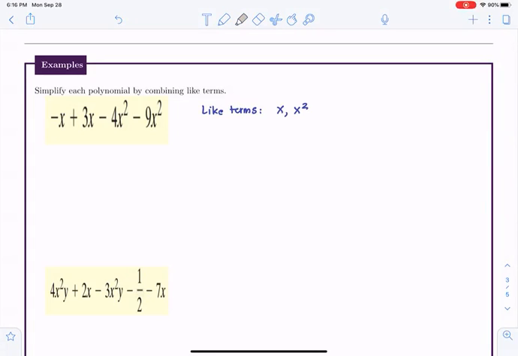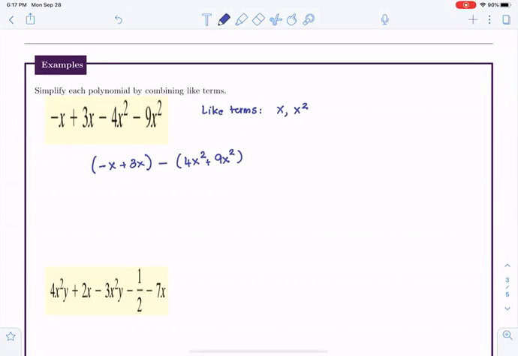So every single term that's got x in it, I'm going to combine together. Everything that's got x squared in it, I'm going to combine together. Having parentheses always helps. So I can write this as minus x plus 3x. I'm combining the x's. And I pull a negative out of the last two terms. I'm combining the x squared terms. If I distribute the negative back in, I'll get negative 4x squared, negative 9x squared.